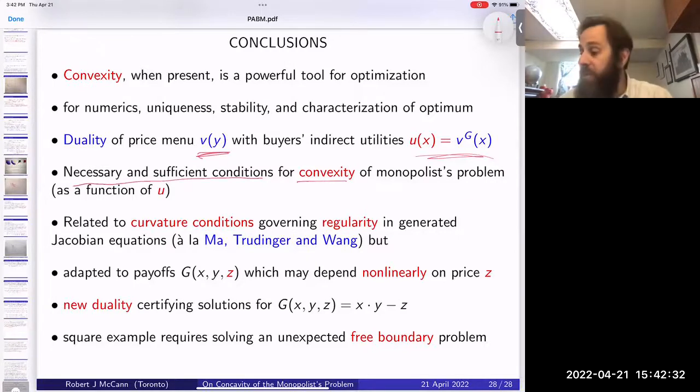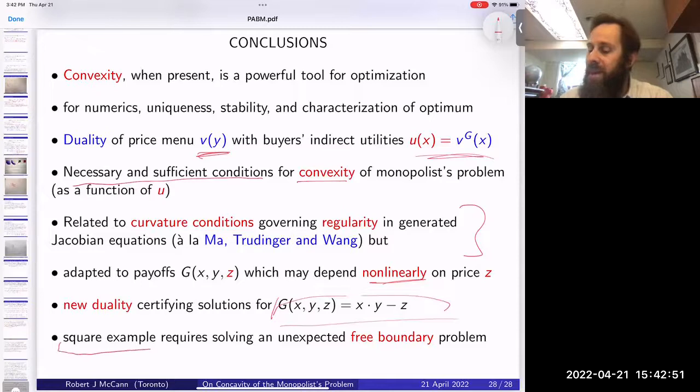And those are related to curvature conditions governing regularity in generated Jacobian equations, but we're able to adapt those conditions to payoffs that depend nonlinearly on the price paid. And we have proposed a new duality that certifies solutions in the quasi-linear case. And we've discovered that correcting Rochet's solution to the square example requires solving an unexpected free boundary problem.